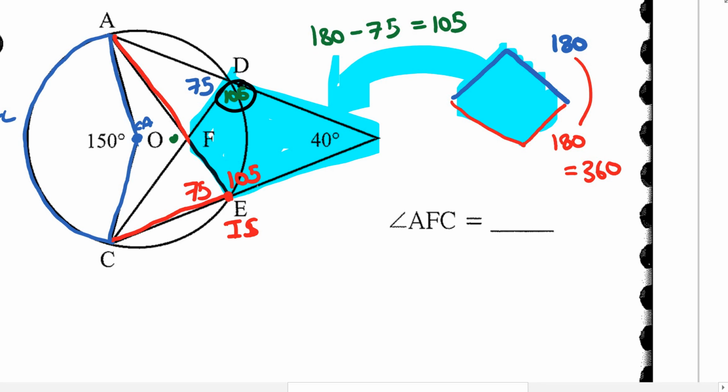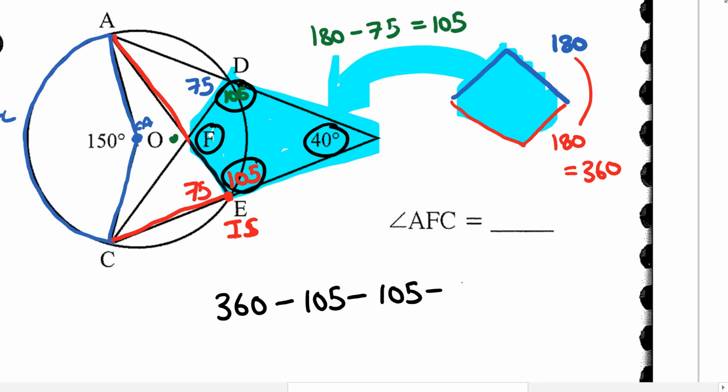So I have 3 of the 4 angles. So I have 105, 105, and 40. I can easily find angle F. So to find angle F, it's going to be 360 minus 105, minus 105, minus 40. And if I do that, I'll do this really quickly here, it should be 110 degrees.